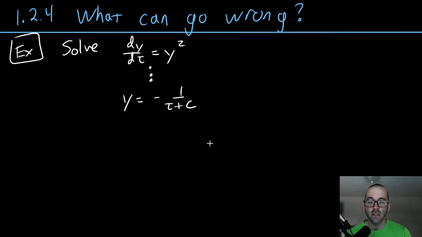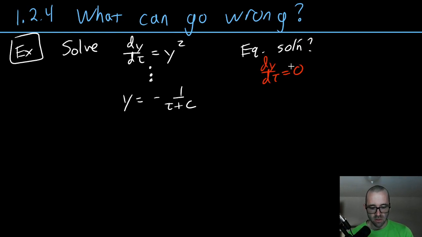All right, pretty innocuous. That looks like a great general solution to this first order autonomous ordinary differential equation, and you can check your answer. This is a correct answer. The problem is, what happens if I ask you to find the equilibrium solution? What's the equilibrium solution here? Well, the equilibrium solution is when the derivative equals 0. Well, that's when 0 equals y squared, which is when y equals 0.